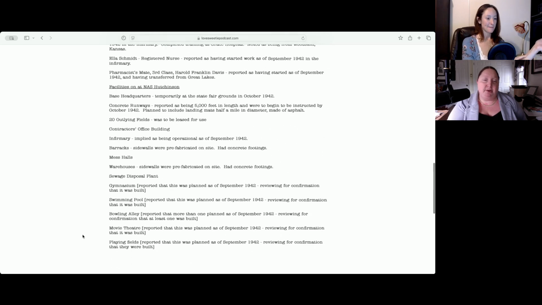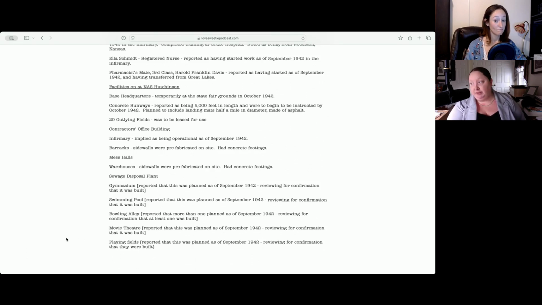With the barracks, the sidewalls were prefabricated, had concrete footing. So we know there were the barracks, there were the mess halls, the warehouses, the sewage disposal plant on site for the base. That's always a good idea. And then things that were being planned as of fall 42, which I would have to suspect they did build. The gymnasium, the swimming pool, a bowling alley, a movie theater, and playing fields, which we know from Ottumwa were certainly built at Ottumwa. They were planned at Hutchinson. So I expect to see, as I continue to look at some of this history, that they were actually built. So we have all the recreational activities. So the scale looks comparable to Ottumwa for what they had there, which is really, really cool.